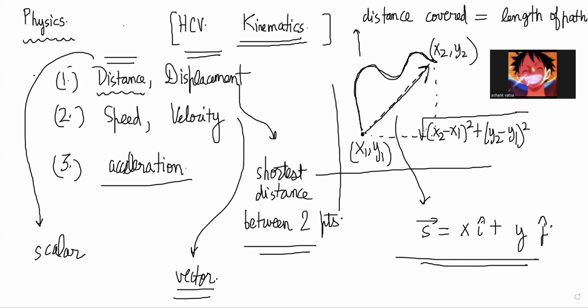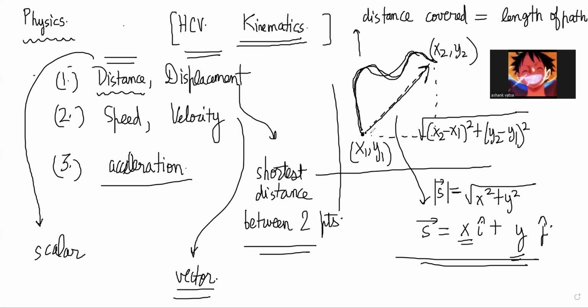The resultant displacement, if you know the components of the vector, is simply the square root of x square plus y square, which is the magnitude of the displacement, right? Yes, sir. The distance is the total length of this path, and obviously it depends on what kind of path you are going on. Yeah.